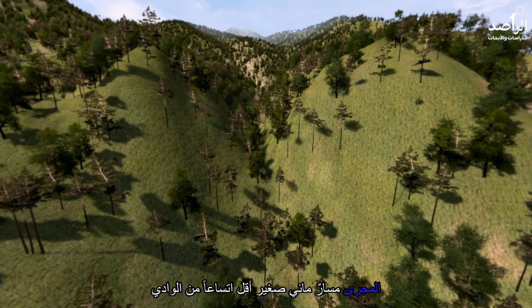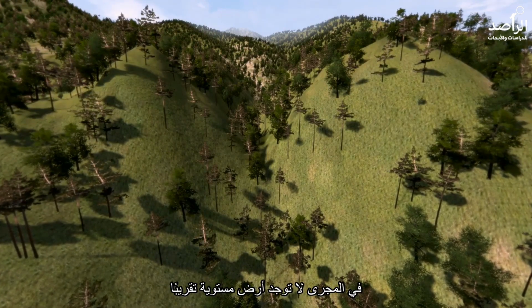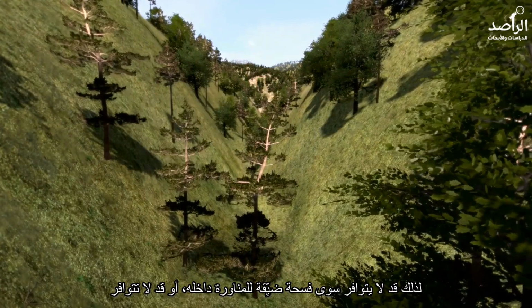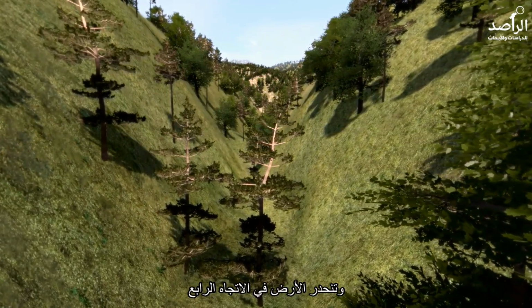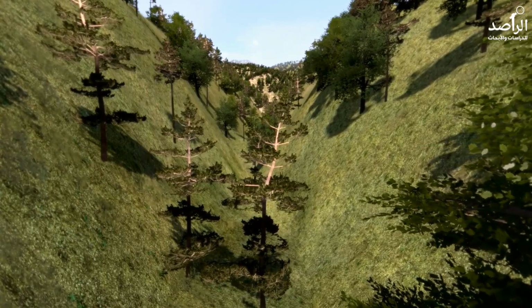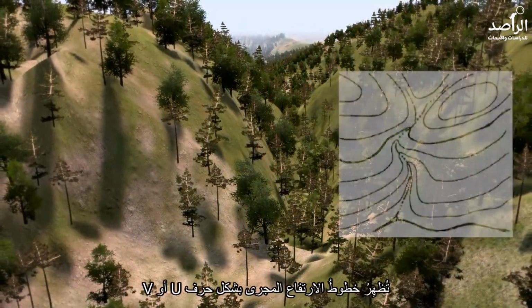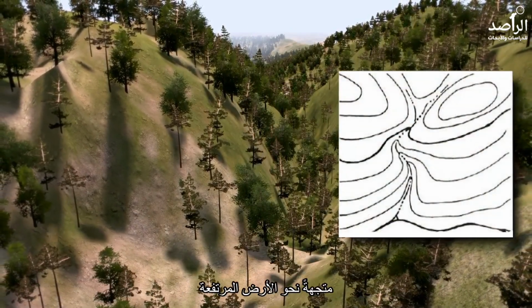A draw is a stream course that is less developed than a valley. In a draw, there is essentially no level ground and therefore little or no maneuver room within its confines. If you are standing in a draw, the ground slopes upward in 3 directions and downward in the other direction. A draw could be considered as the initial formation of a valley. The contour lines depicting a draw are U-shaped or V-shaped, pointing toward higher ground.